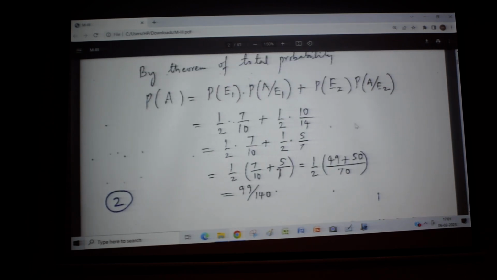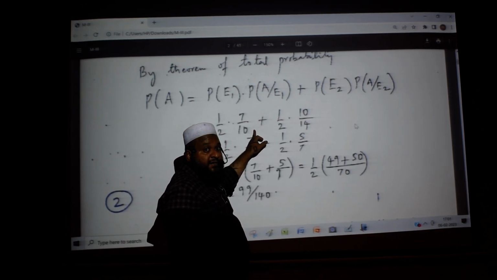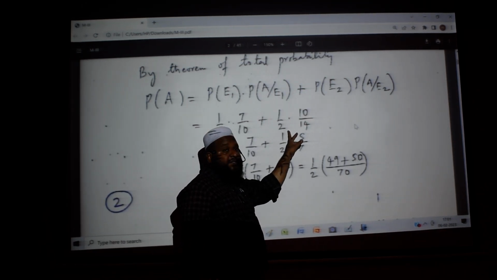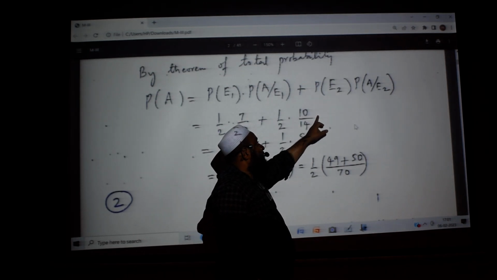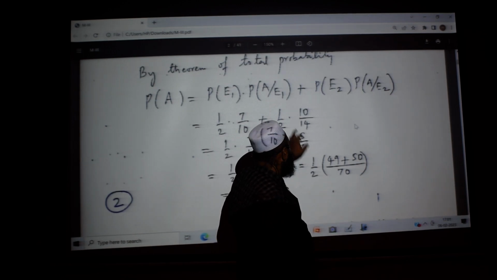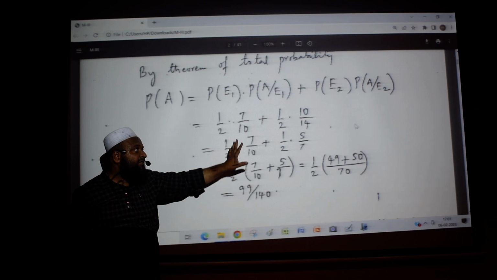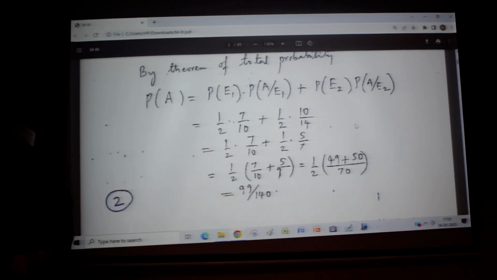So we are just substituting the values. A by E1 is 7 by 10. Again P of E2 is 1 by 2. 10 black balls out of 14 balls, red and black together, so 10 by 14. Now this is simplification. I don't want to enter and waste the time in simplification. You can get it. Okay, fine.